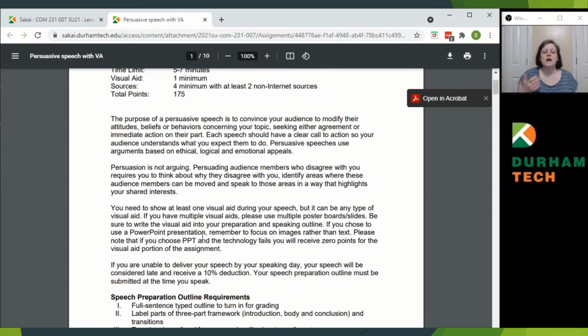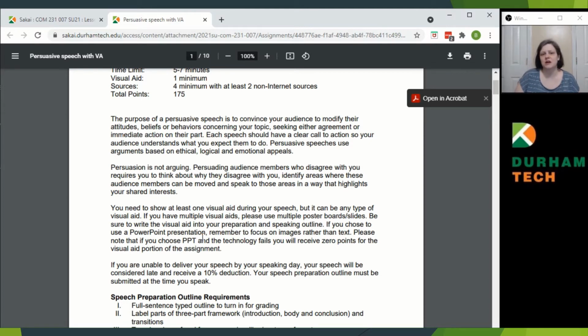Now remember that persuasion is not arguing. Persuading audience members who disagree with you requires you to think about why they disagree with you. Identify those areas where the audience members can be moved and speak to those areas in a way that highlights your shared interests. I like to call these the but what abouts.